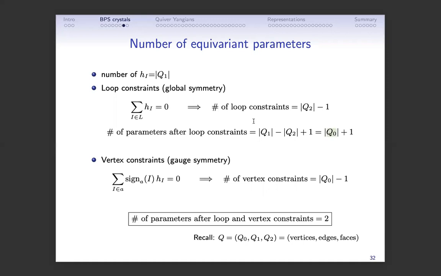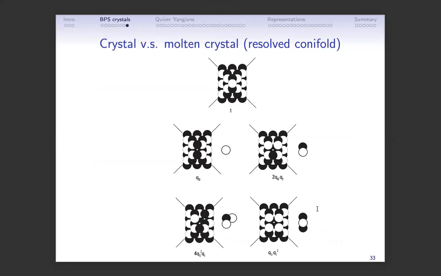This loop constraint corresponds to the global symmetry. There's also some gauge symmetry that corresponds to the vertex. In this talk, for simplicity, we're going to impose this vertex constraint throughout. If you impose both the loop constraint and the vertex constraint, the number of the equivariant parameters is precisely 2, which is what we expect.